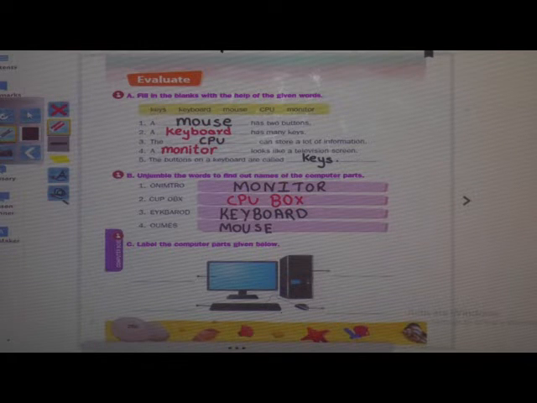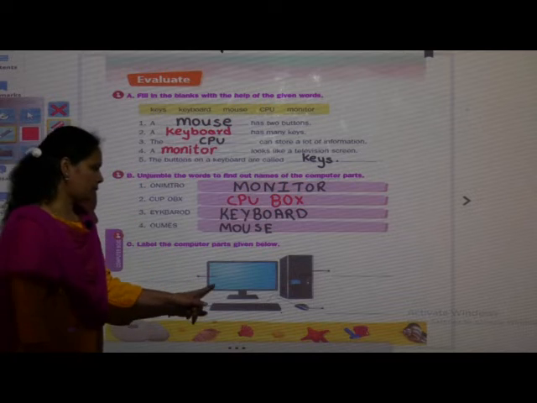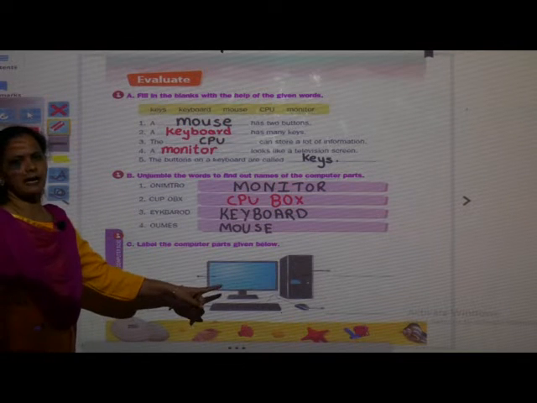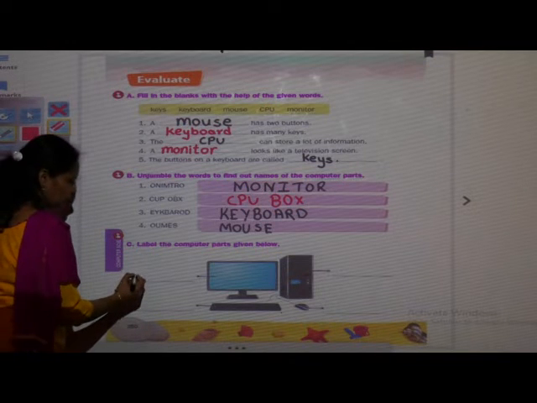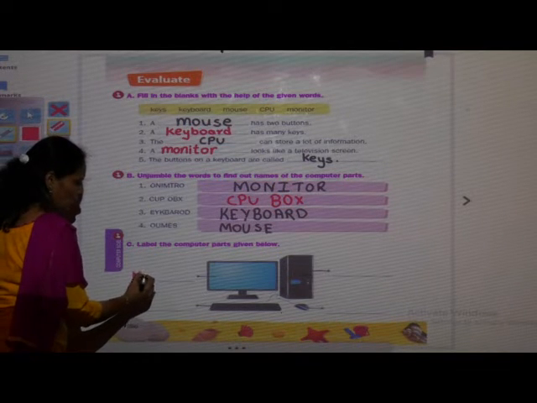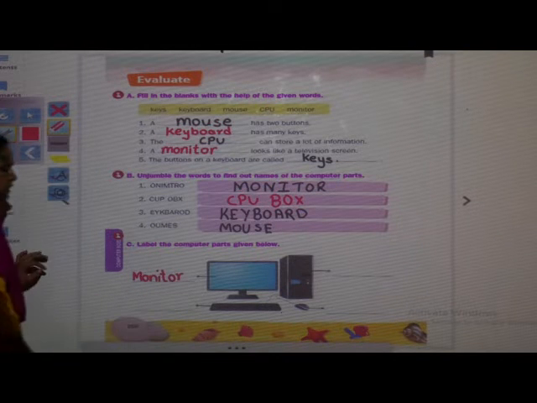Okay, C1. Label the computer parts given below. So here the computer picture is given, you have to label the parts. Now you all know which part names are there. So let us start. What is this part of the computer called? It looks like a TV screen. And what is it called? Monitor. Come on, write here monitor. Capital M-O-N-I-T-O-R, monitor.